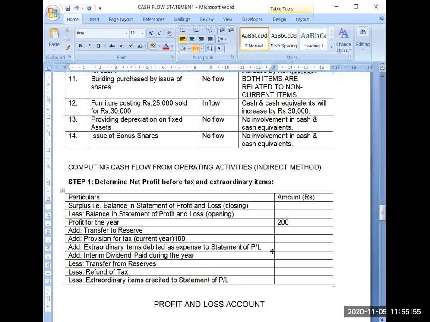Like if you are having a loss by fire, then you might have received an insurance claim also. So that is also of extraordinary nature. So that has to be deducted from here. So you will find that many additions and subtractions are there only in the step 1.